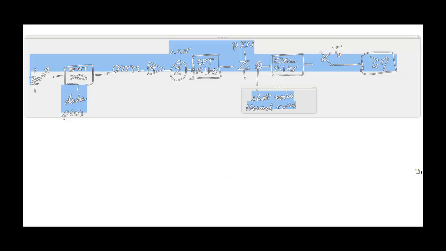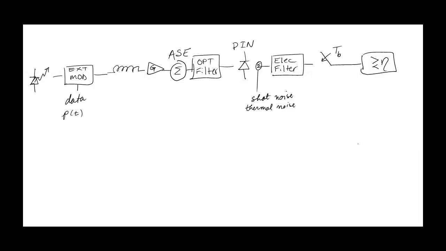Let's return now to the block diagram for the homework assignment. The first element is a laser source. We use an ideal laser source with no relative intensity noise and no phase noise. So it's a perfect monochromatic source. Next, we have an external modulator that accomplishes the electrical to optical conversion.